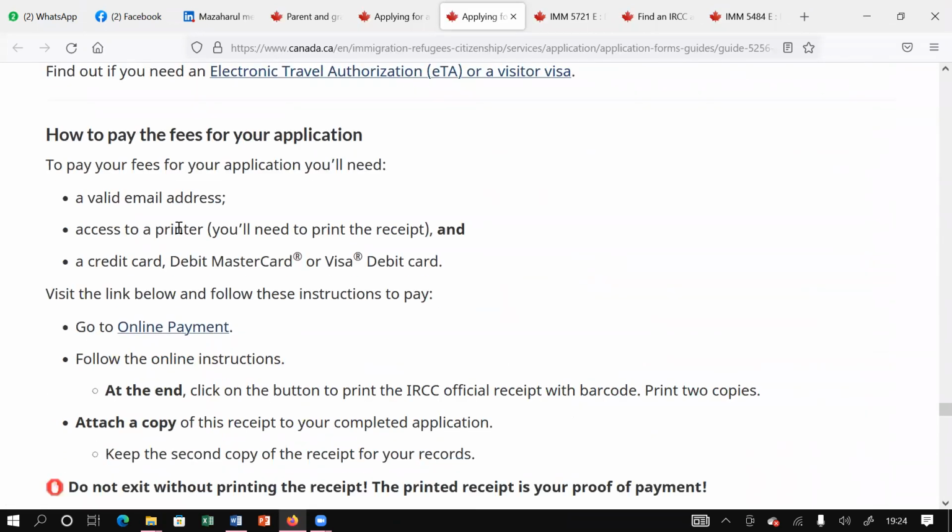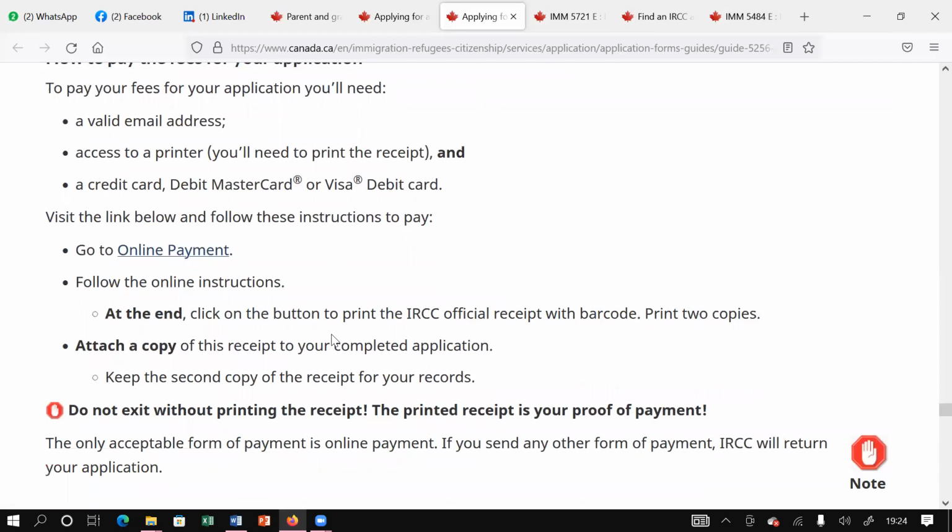How to pay your application fees. To pay your fees, you will need a valid email address, access to a printer, and a credit card or debit card. Visit the link below and follow the instructions. There is a link given. Go to online payment and follow the online instructions.